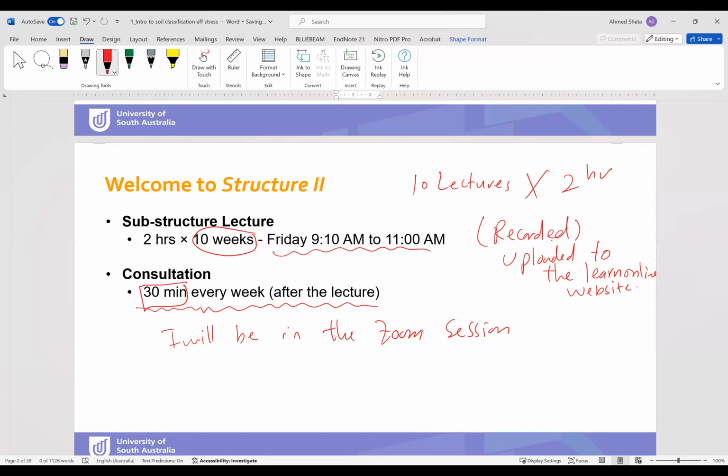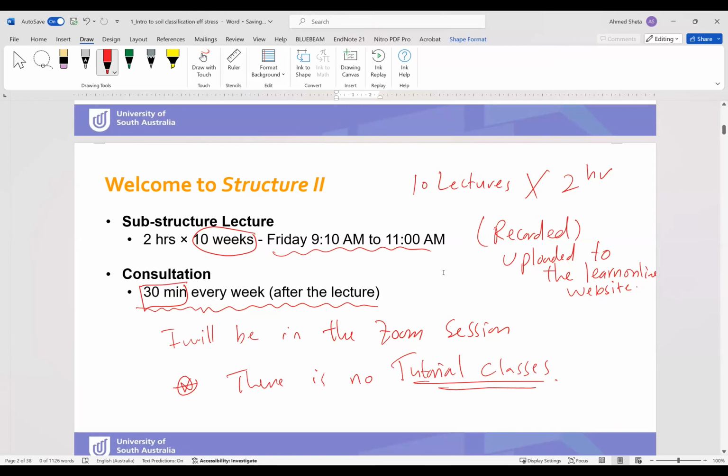Also, for your information, there are no tutorial classes for this part. The tutorial classes are only for the superstructure. The substructure part will be only the lecture, and you can discuss problems if needed during the lecture itself. Okay.